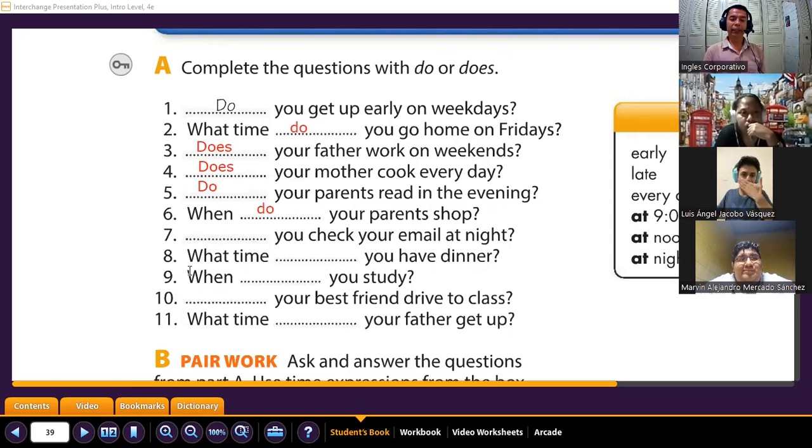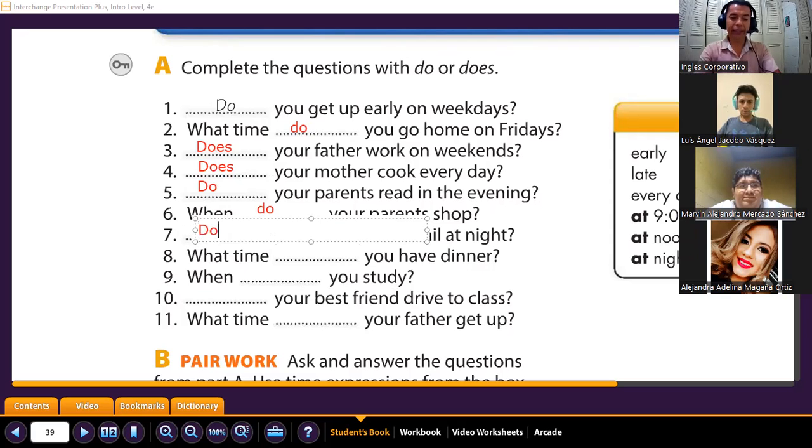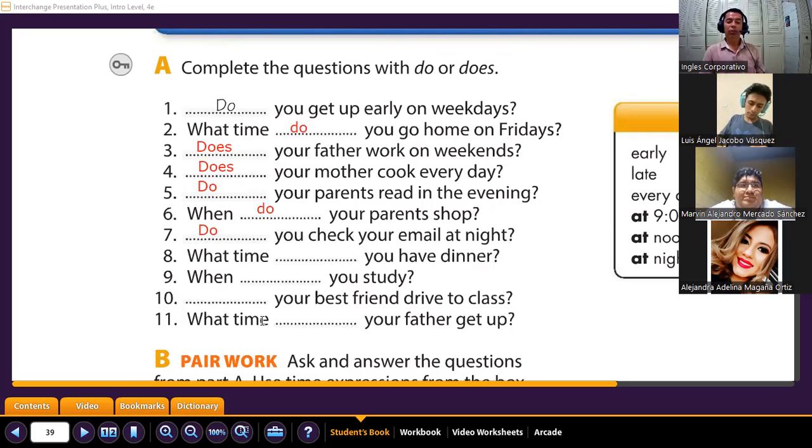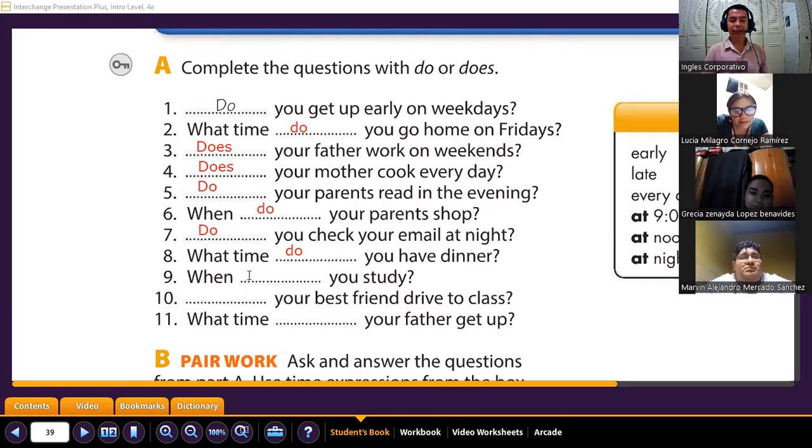Group number two, please. Seven. Do or does? Do. Okay. Number eight. Do or does? Do. And number nine. Group number two. Do or does? Do. Do, right? Because it's you. Do you?